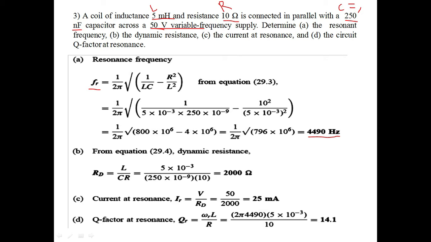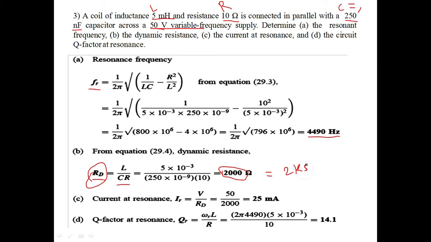So the resonant frequency FR is equal to 4490 hertz. Then from that equation we calculate the dynamic resistance RD, which is equal to L upon CR, that is 5 into 10 raised to minus 3 upon 250 into 10 raised to minus 9 into 10. So the dynamic resistance RD is equal to 2000 ohm, which means 2 kilo ohm is the dynamic resistance.